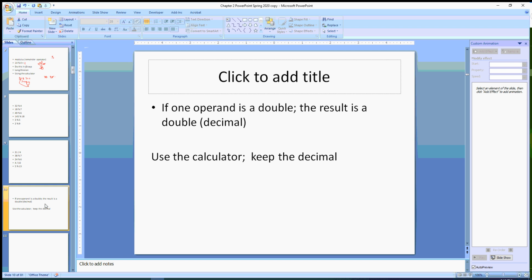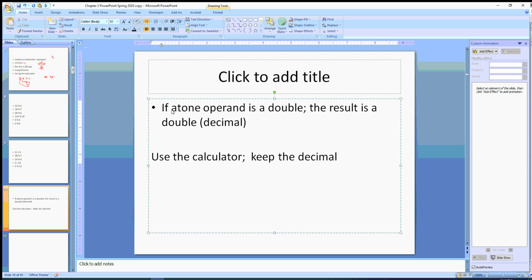And then the last thing we're going to do here is check out this JGrasp document. But go ahead and write this down. What this should say is, if at least one operand is a double, the result is a double.